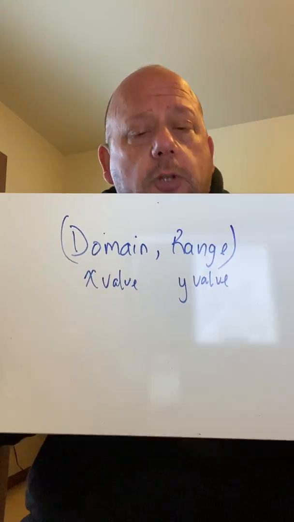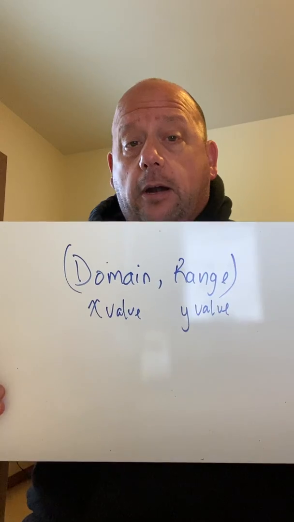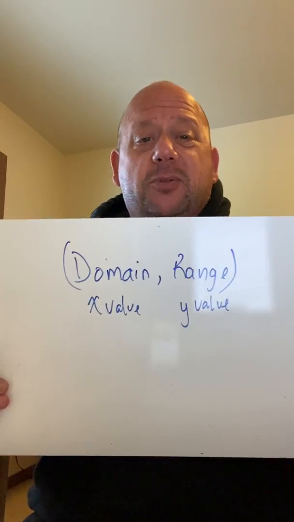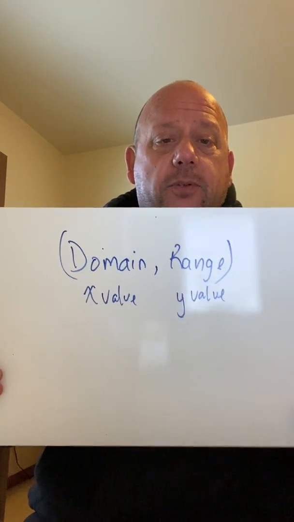Domain and range. Domain and range are the x value and the y value in an ordered pair. That's all they are. When they use the term domain, it just means the x value, the x in an ordered pair, and the y value is the range.